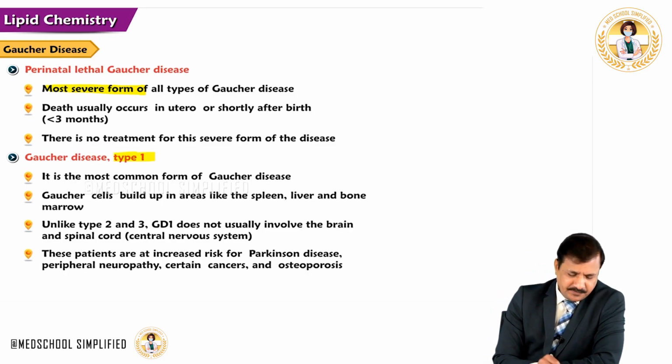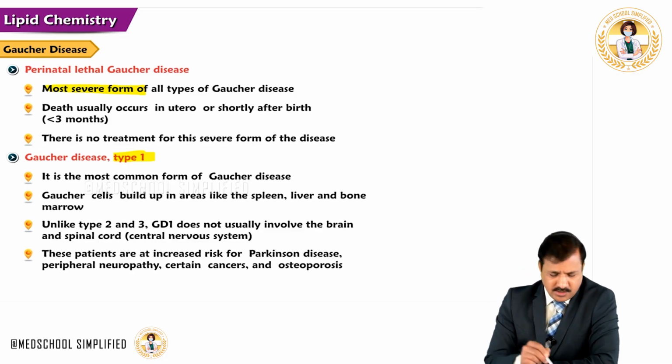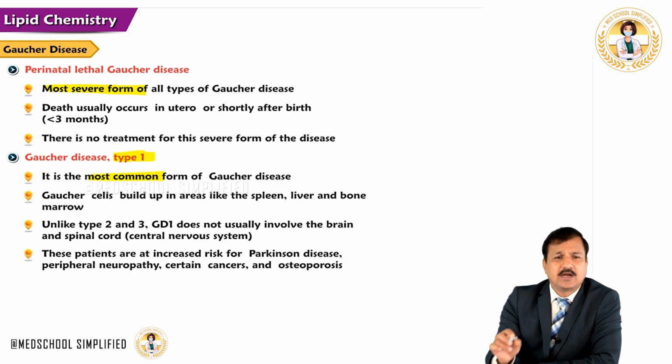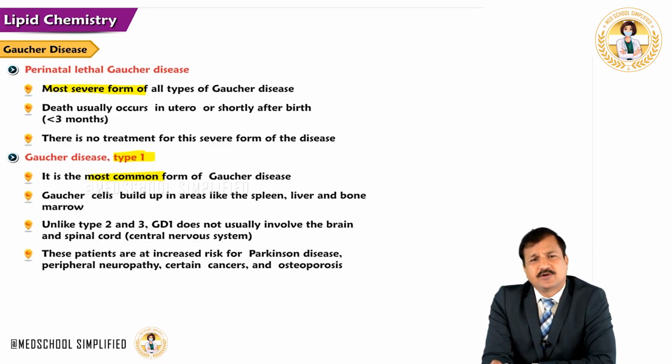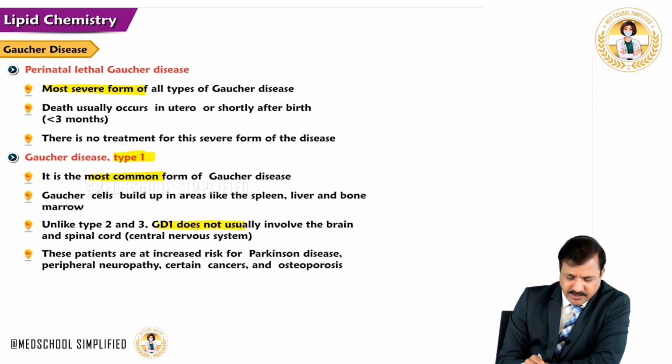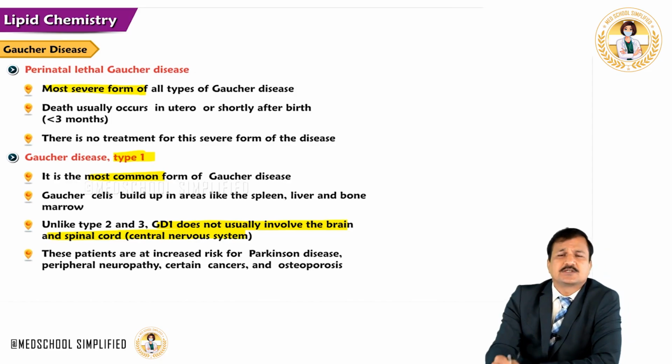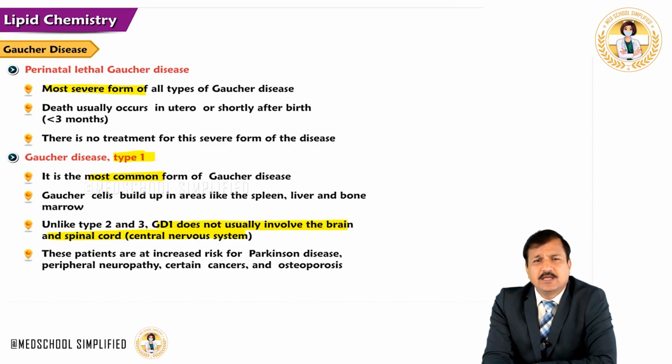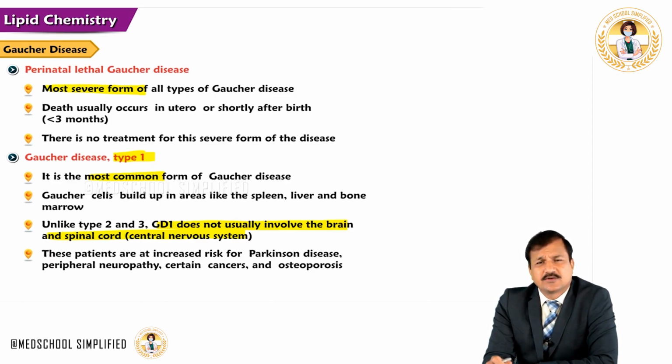Gaucher's disease type 1 is the most common form of all Gaucher's disease, and Gaucher cells build up in the spleen, liver, and bone marrow. Unlike type 2 and type 3, Gaucher's disease type 1 does not usually involve the brain and spinal cord. That means the central nervous system generally is not involved in type 1. So, make sure you know that information. This is something different from type 2 and type 3 Gaucher's disease.